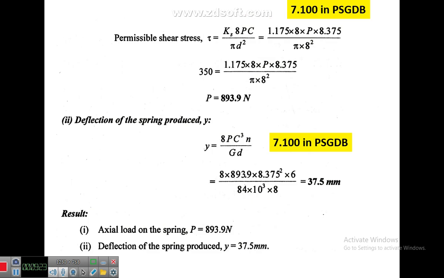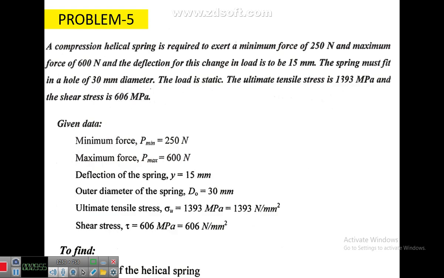Then coming to the permissible shear stress formula, that is available in page number 7.100. Substitute the unknowns and you can get P as 893.9 Newton. Then coming to the final question, deflection, this formula is available in page number 7.100 in the data book, that is y equal to 8 Pc cube n divided by Gd. So substitute all the unknowns and you can get y equal to 37.5 mm.